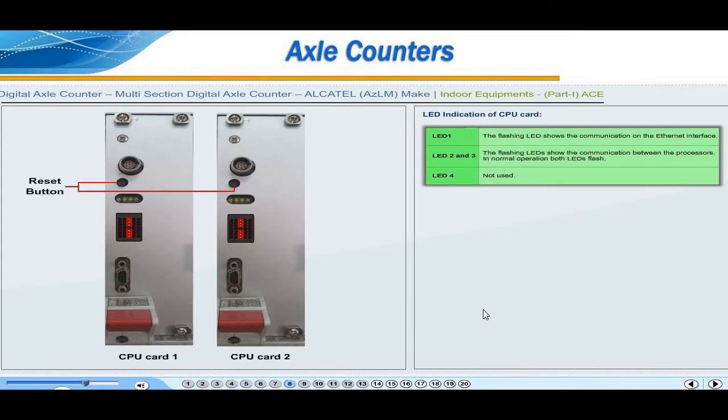LED indication of CPU card. Flashing of LED number 1 indicates communication on the Ethernet interface. Flashing of LED number 2 and 3 indicates that the communication between both the CPUs is available. Normally, both the LEDs keep on flashing. LED number 4 is not used. For details about Ethernet connection, refer to the link provided at the end of this subtopic 7.8.